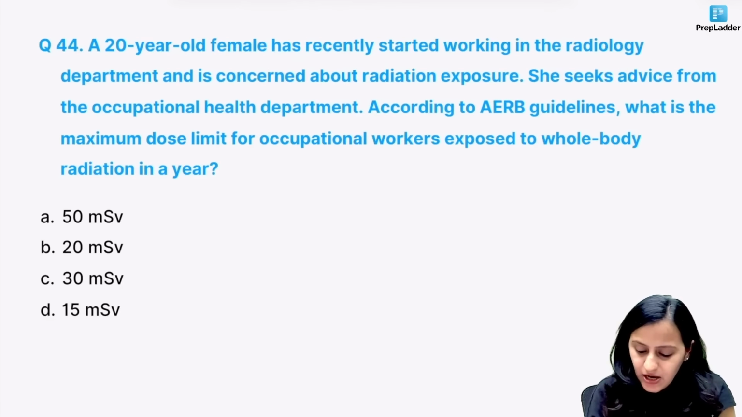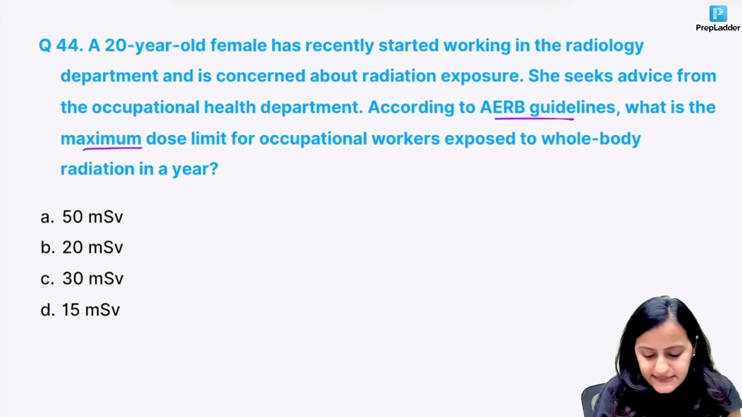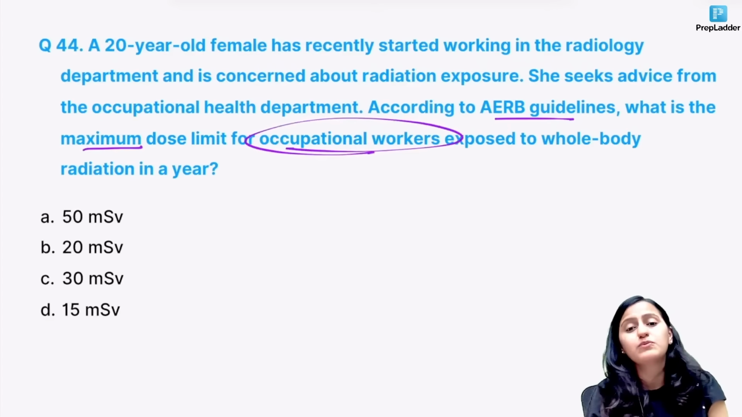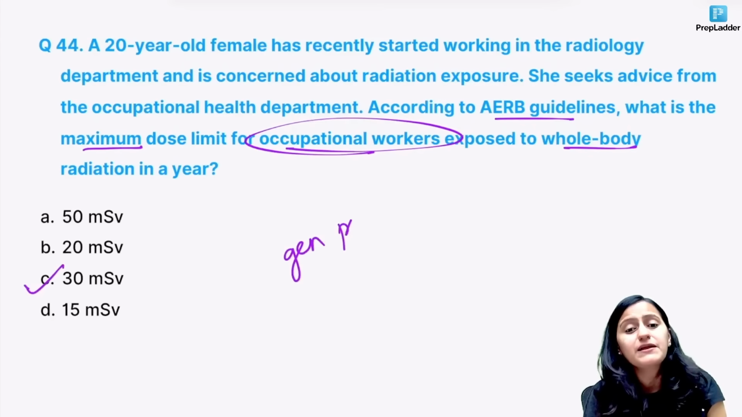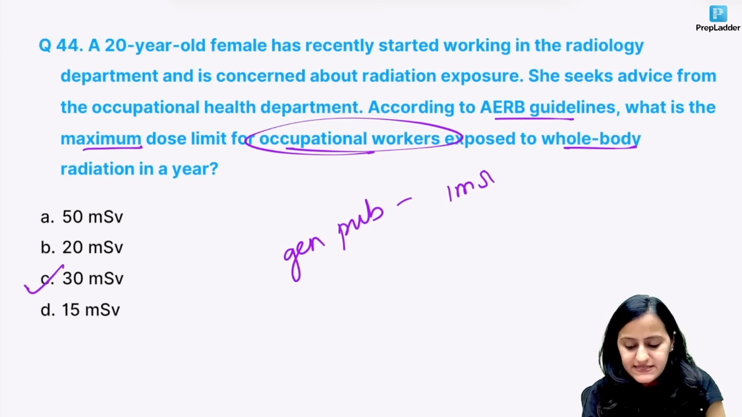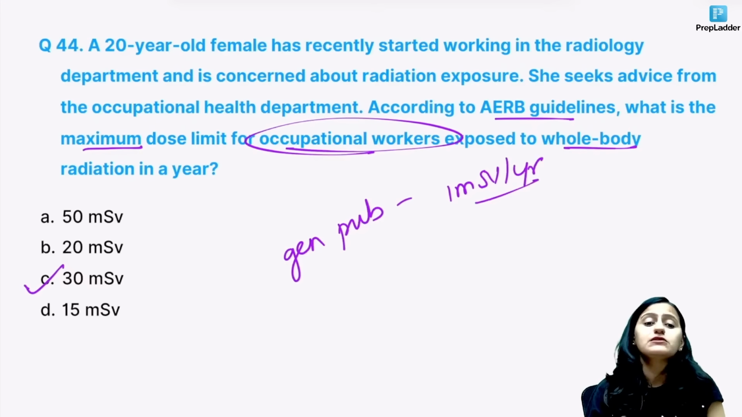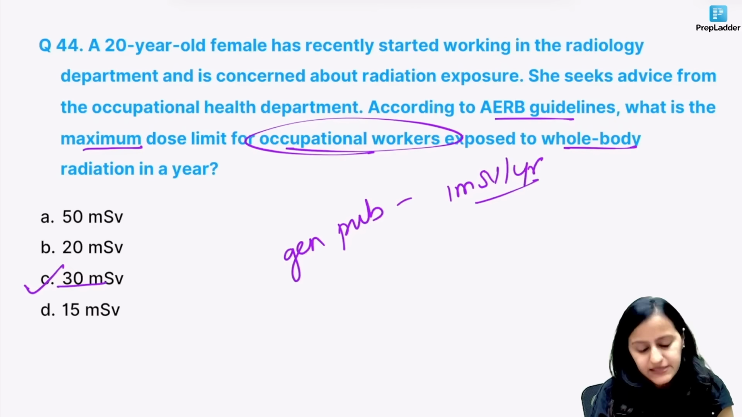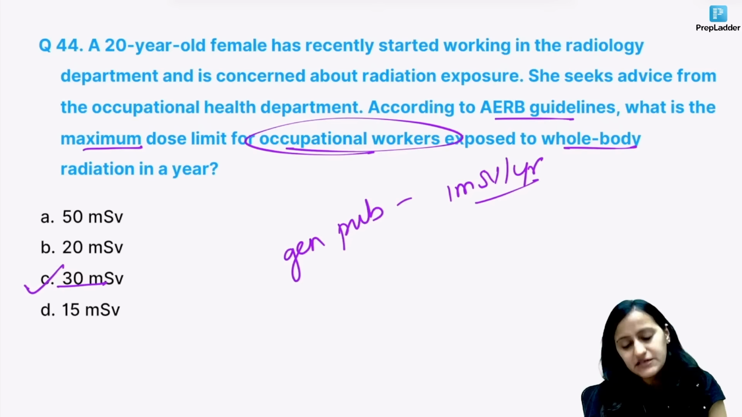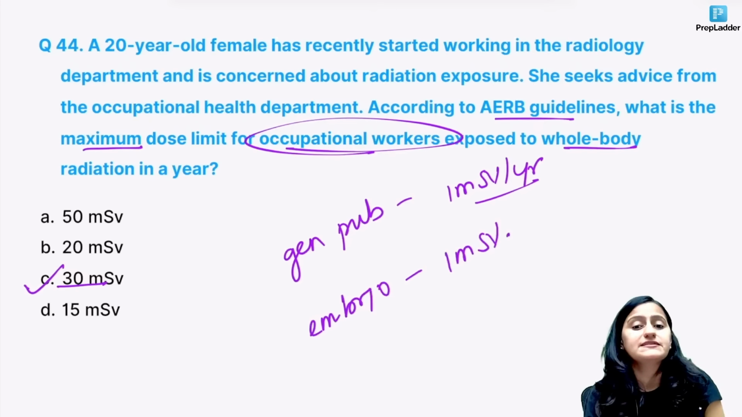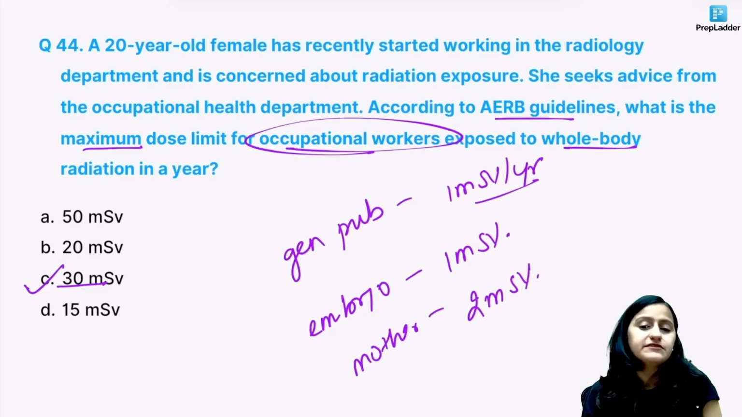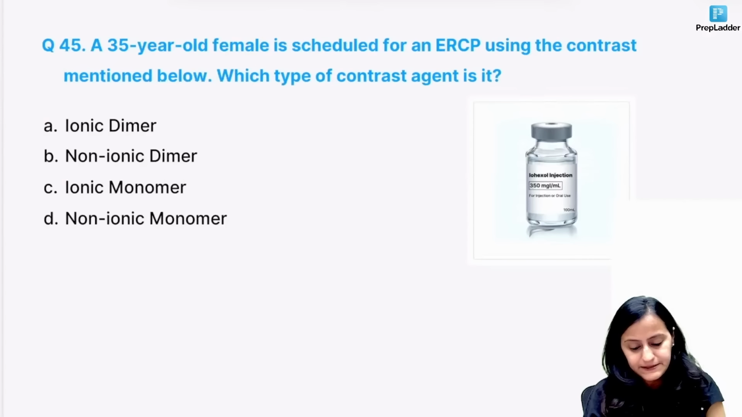Next one. According to AERB guidelines, maximum dose limit for occupational workers to whole body in a year is 30 millisievert. For general public, it is how much? 1 millisievert. Okay. For occupational worker in any particular year, it is 30 millisieverts. For the embryo, the fetus, it is how much? 1 millisievert. For the pregnant mother, it is how much? 2 millisievert. Okay, in the entire pregnancy.